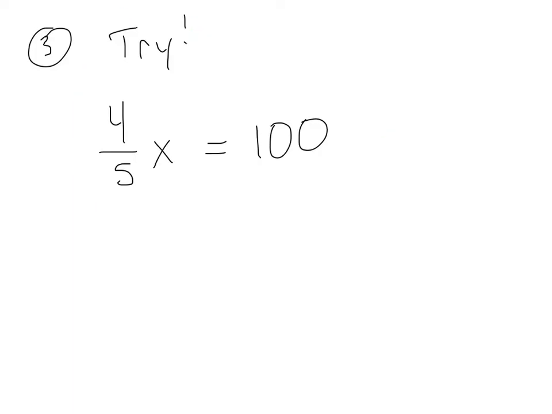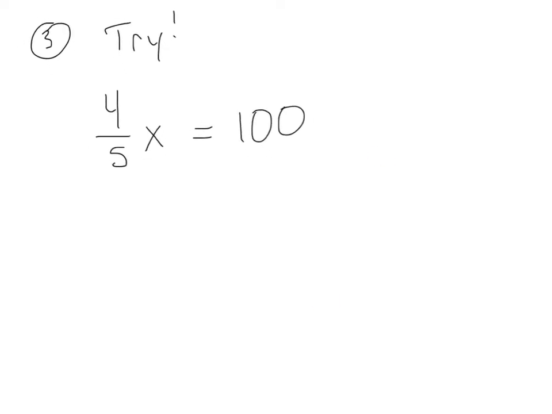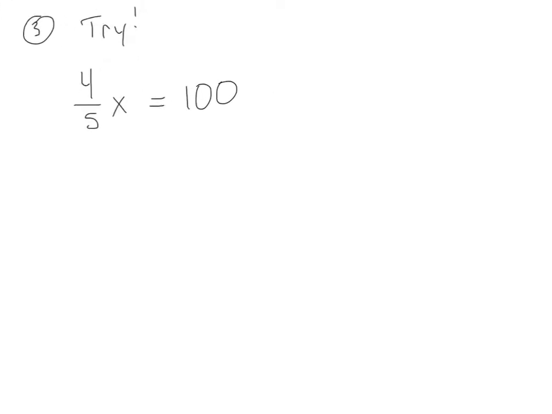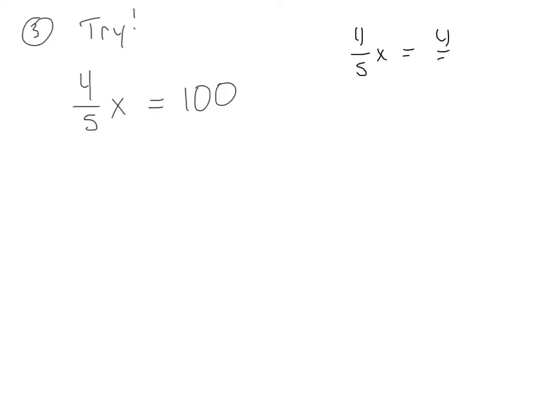Alright, so we have an equation. Why? Well, we have a variable and we have an equal sign. So we need to get that variable by itself, and it's an x, so let's get the x by itself. What is the problem? Well, the x is being multiplied by 4/5. That's what 4/5 x means. It means 4/5 times x.